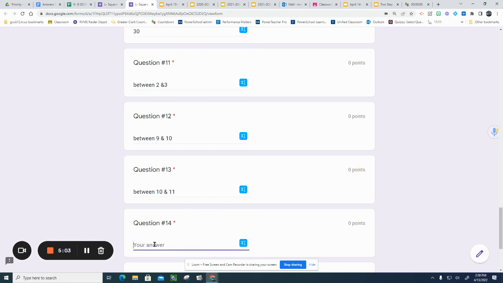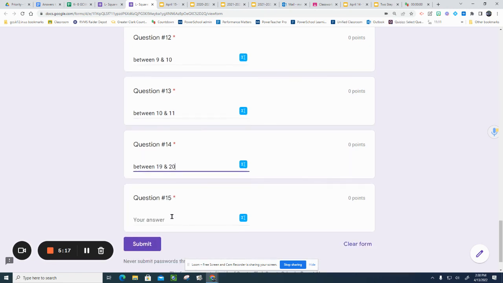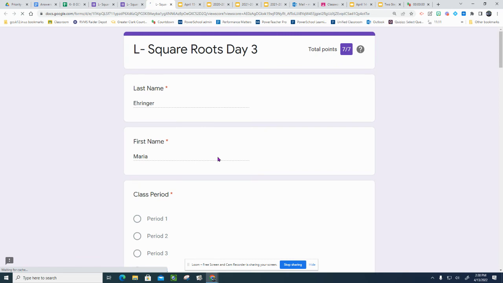14 is the square root of 380. Again, using my calculator, it ends up being something between 19 and 20. And then number 15 is the square root of 150. So that is between 12 and 13. Hit submit, crossing my fingers. My score should be good. Yep, my score is good. So as long as you've used the videos and you've done the between and typed correctly, you should be good to go.